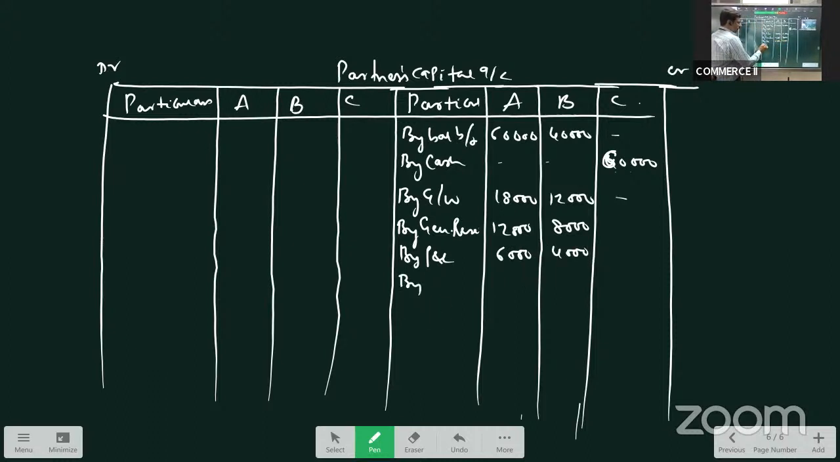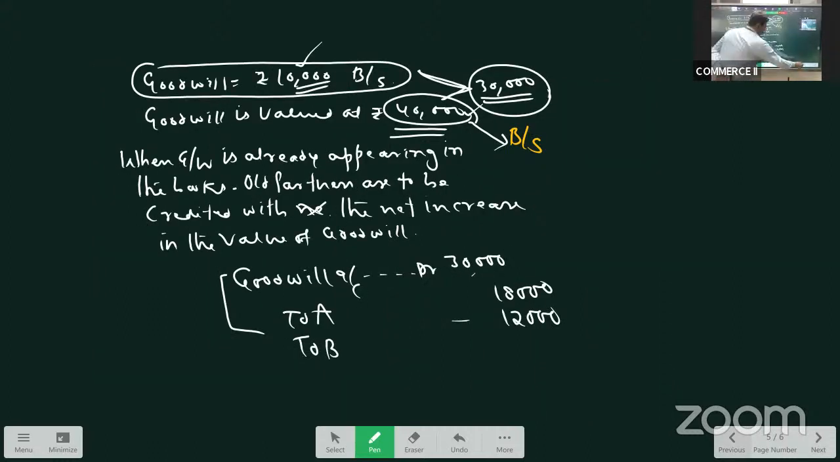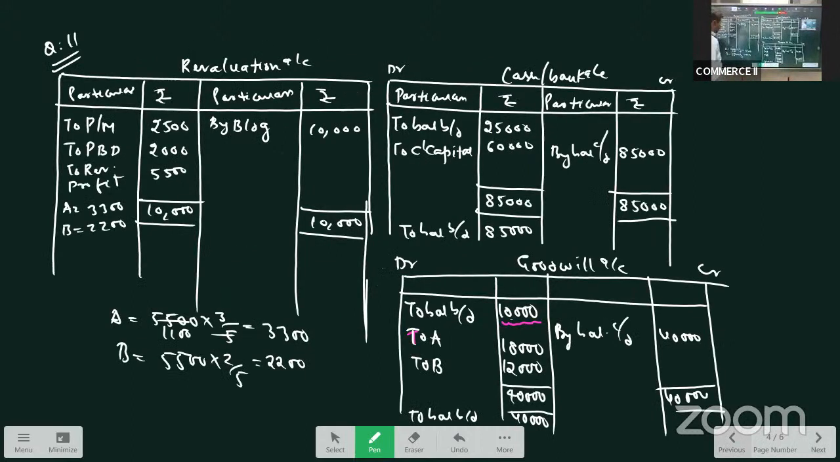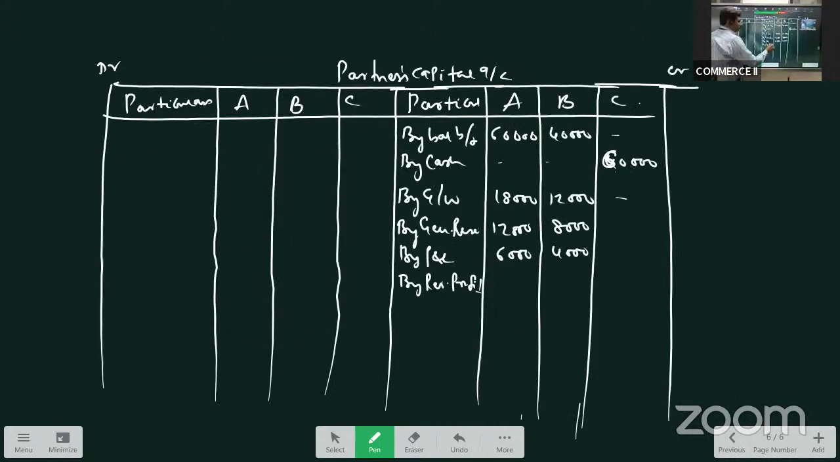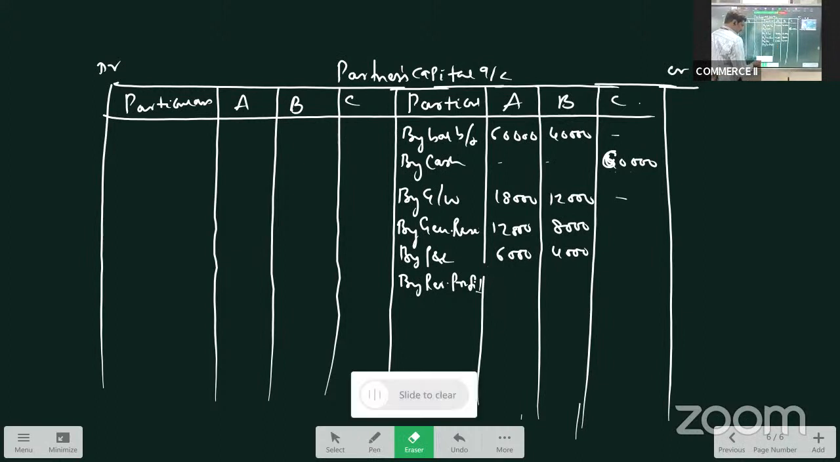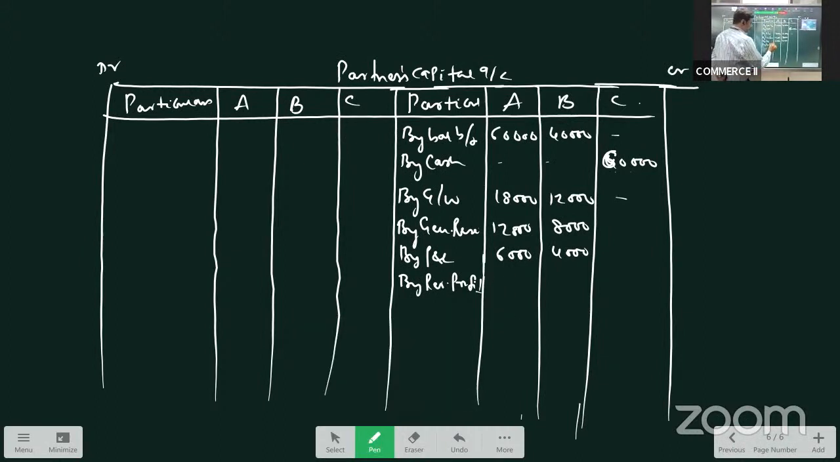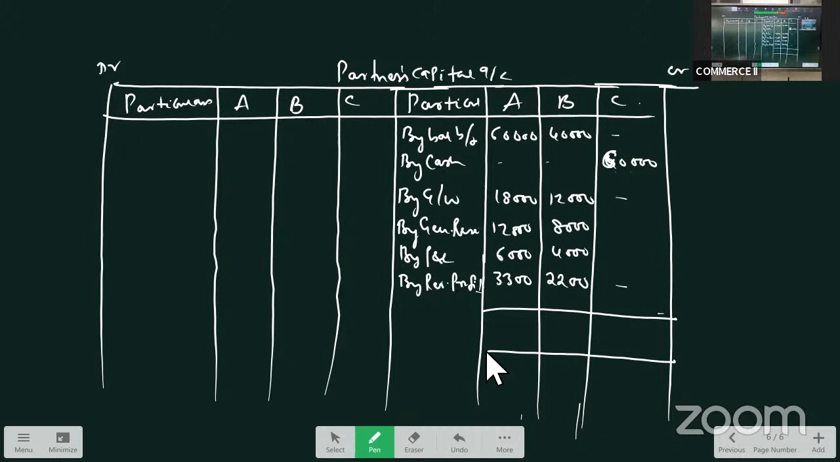And lastly, we have revaluation profit. How much profit did we get? We prepared the revaluation account and had a profit of 5,500, which was distributed in the ratio 3:2. So A got 3,300, B got 2,200. Done. Anything else? Nothing. Capital, goodwill, accumulated profits, and revaluation profit.